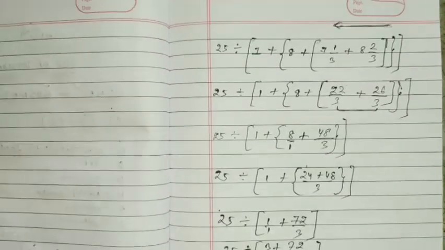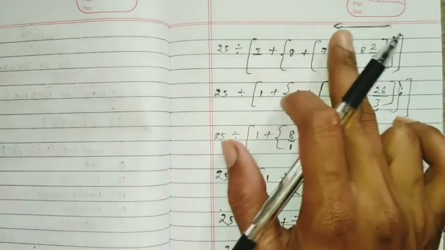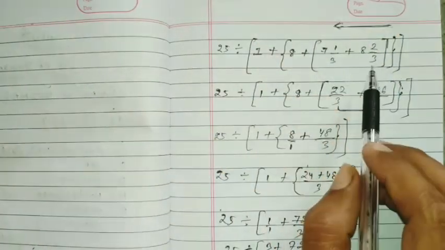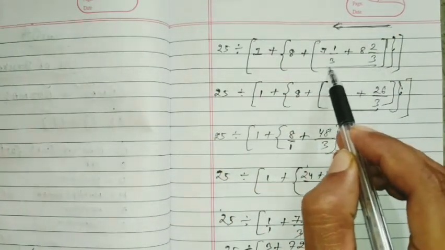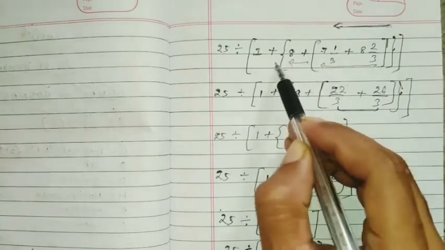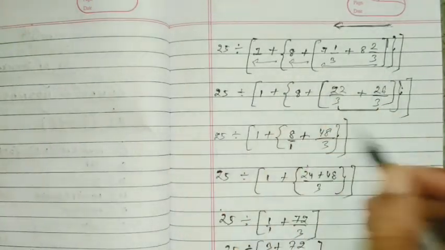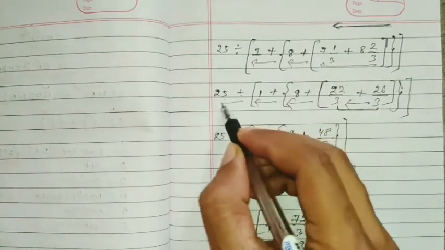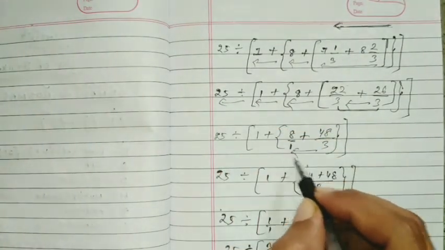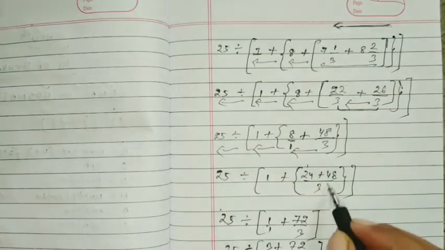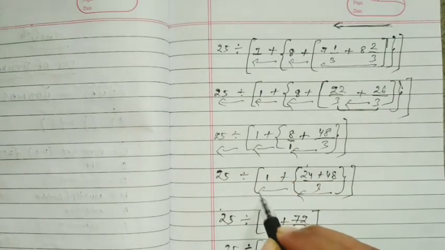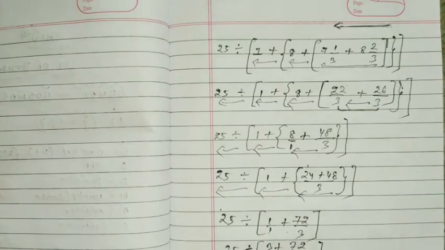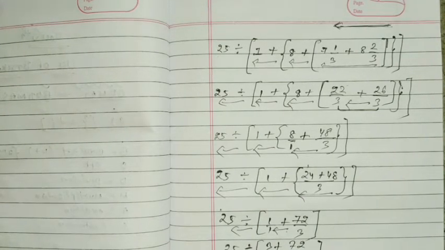In this way you have to go from backward. In this way you have to solve from this line. I have marked the arrow, you can see. In this way you will go, and at the last with 25. Remember, this is the simpler way to solve. Clear to all of you?